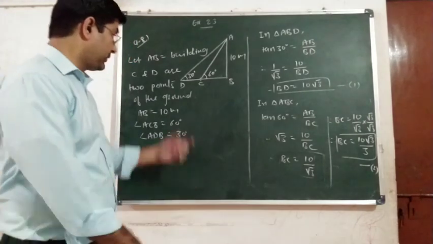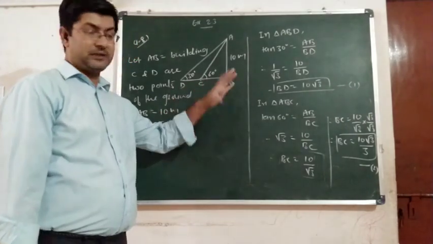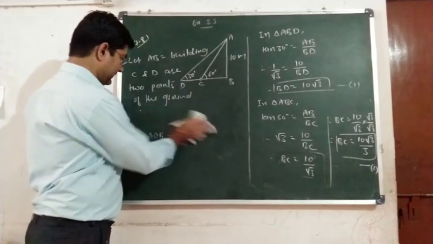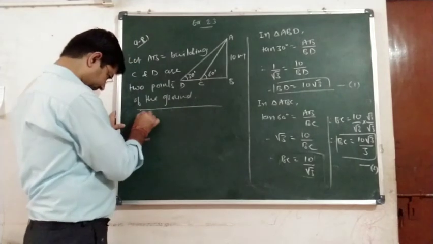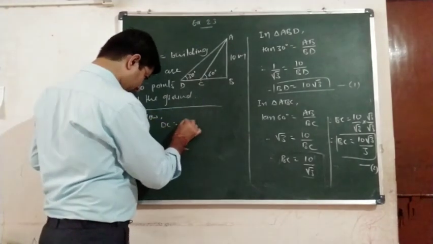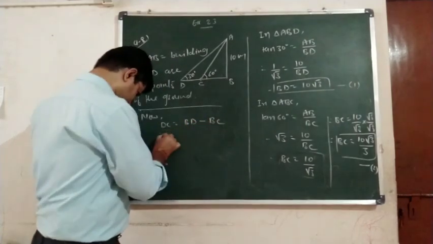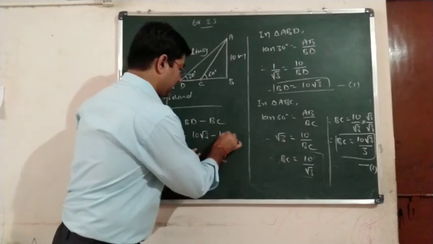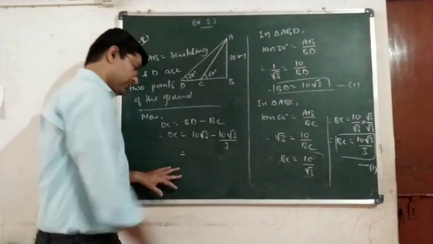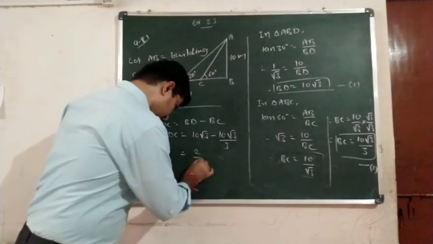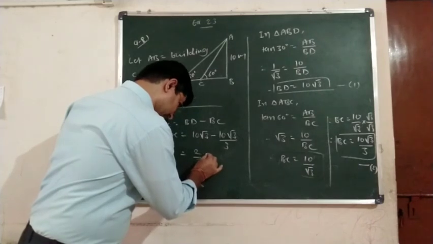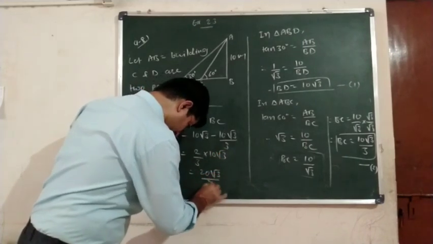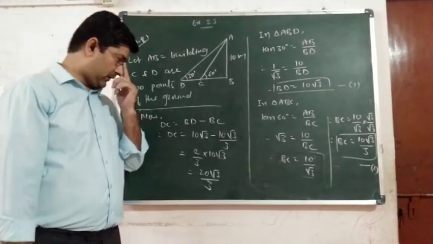Okay, now since you need to calculate DC, so DC will be given by BD minus BC, very easy. BD is there, BC is there, so just subtract BD minus BC, you will get desired answer, that is DC. Okay, now DC is equals to BD minus BC, therefore DC is equals to BD is 10 root 3 minus 10 root 3 upon 3. On simplifying, you will get 2 by 3 into 10 root 3, that is equals to 20 root 3 upon 3, and finally we will put the value of 1 minus 1 by 3, 2 by 3.